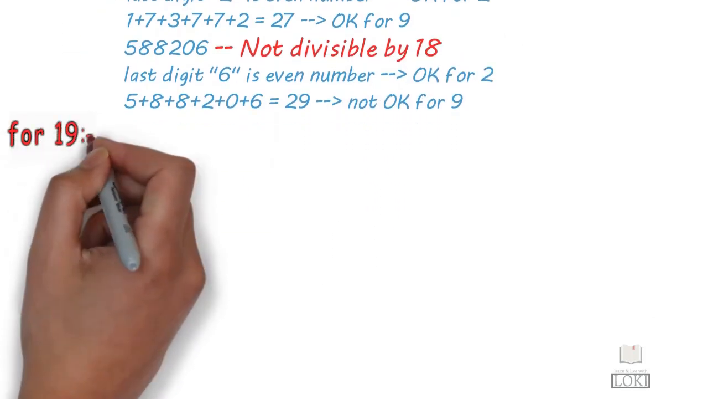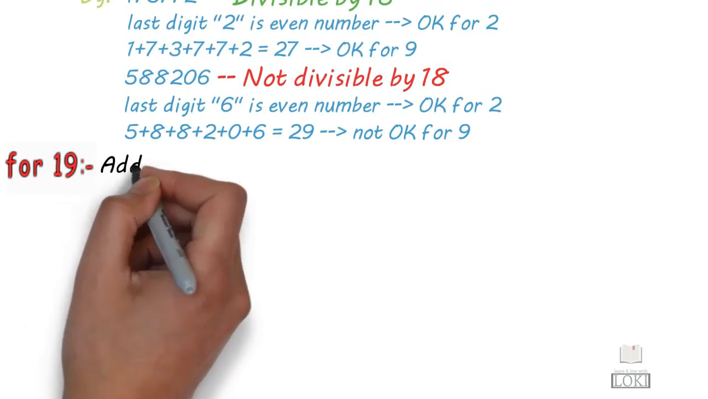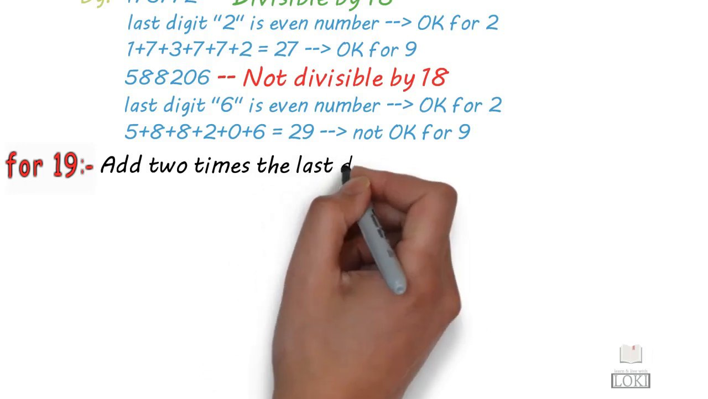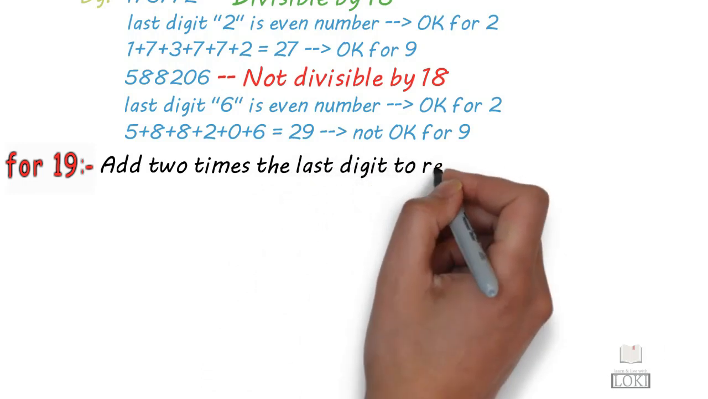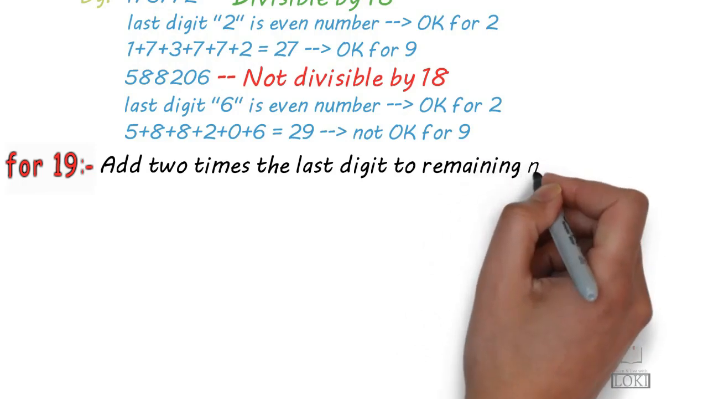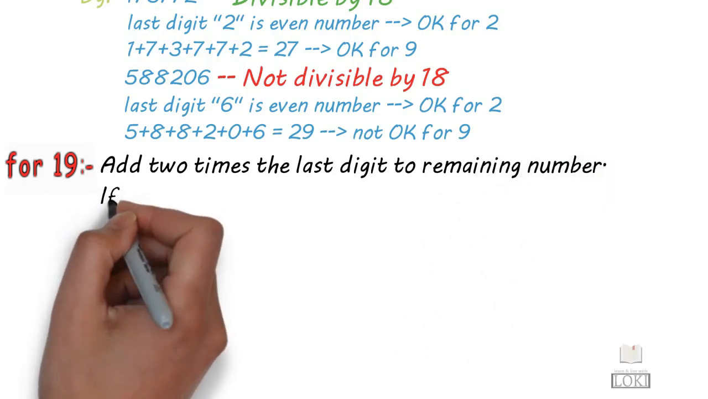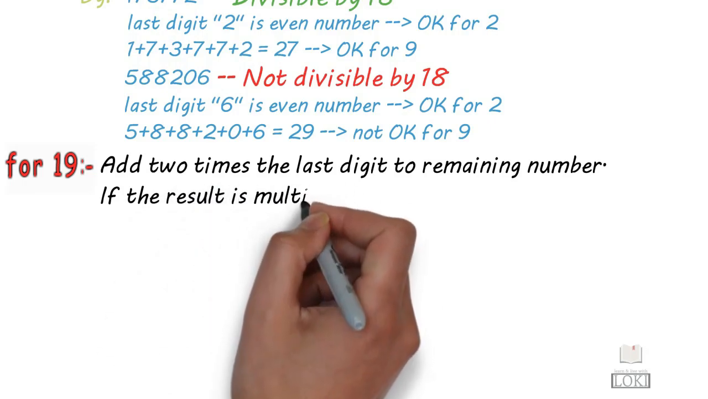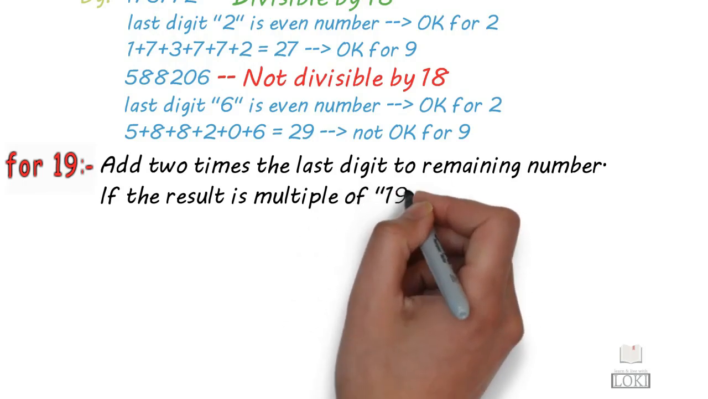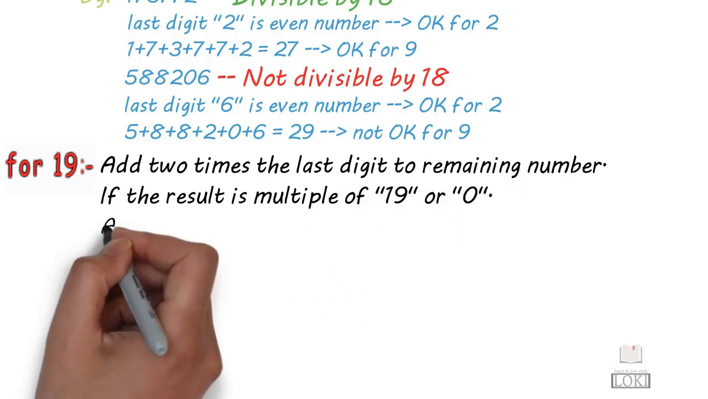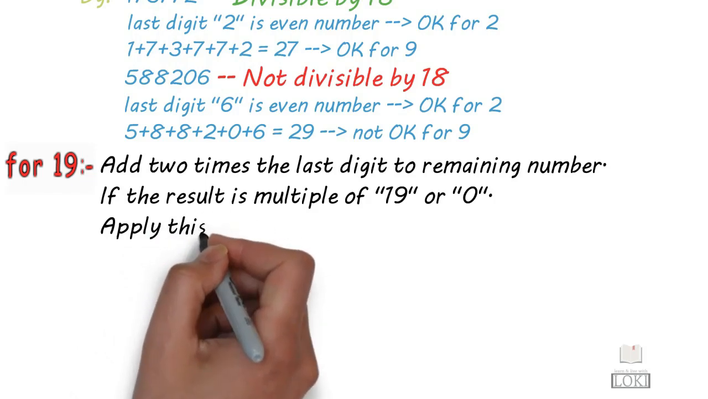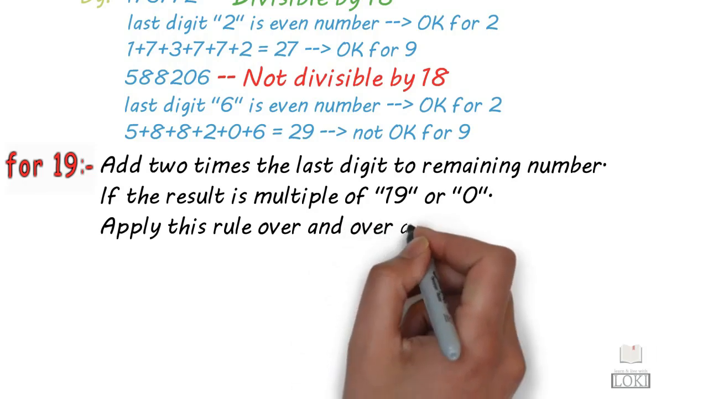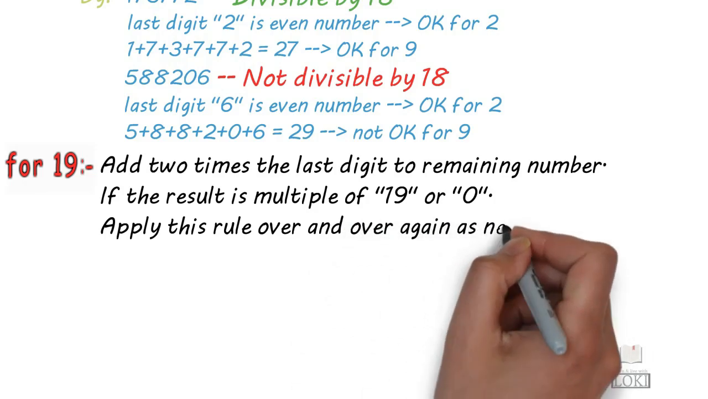Let's see the divisibility rule for 19. The divisibility rule for 19 is somewhat similar to 17. But here we need to multiply the last digit of a number by 2 and add that result to the remaining number. And if we get a result that is a multiple of 19 or 0, we can say that the number is divisible by 19. If we get a big number, we need to repeat the process again and again until we get a reasonable number which can conclude that it is divisible by 19.